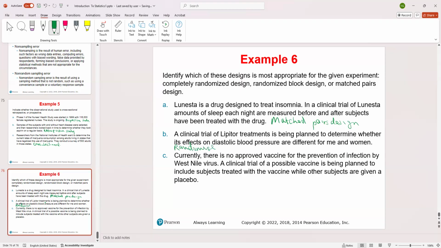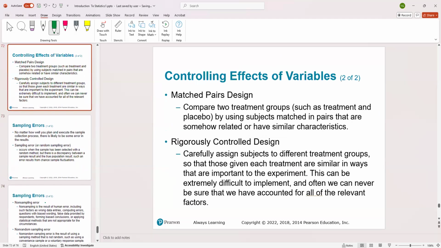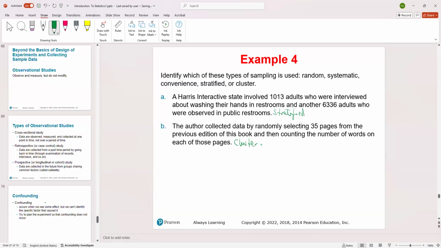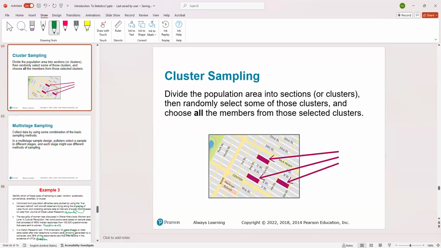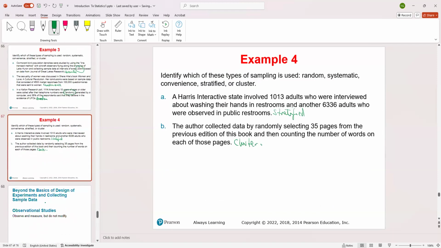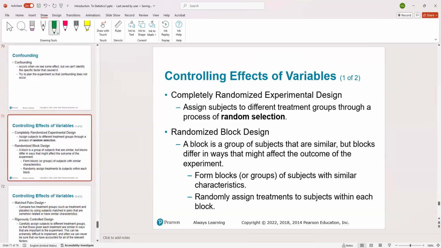we said it is randomized block. So remember what we said about the randomized block design, right? Do we see it here? No, not here. Okay, I think yeah, randomized block design.